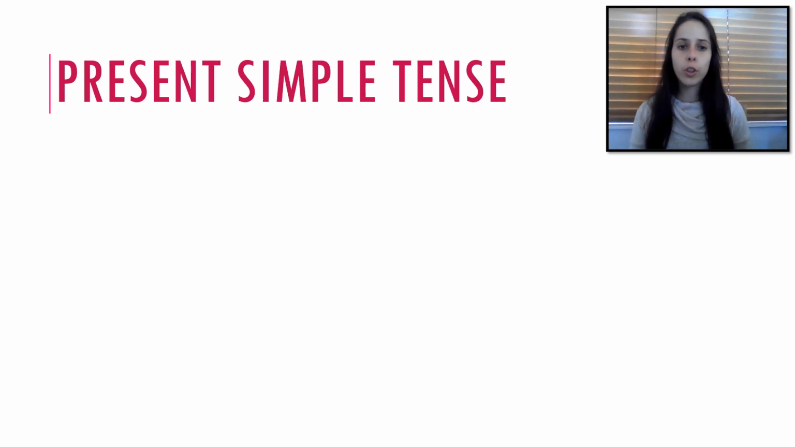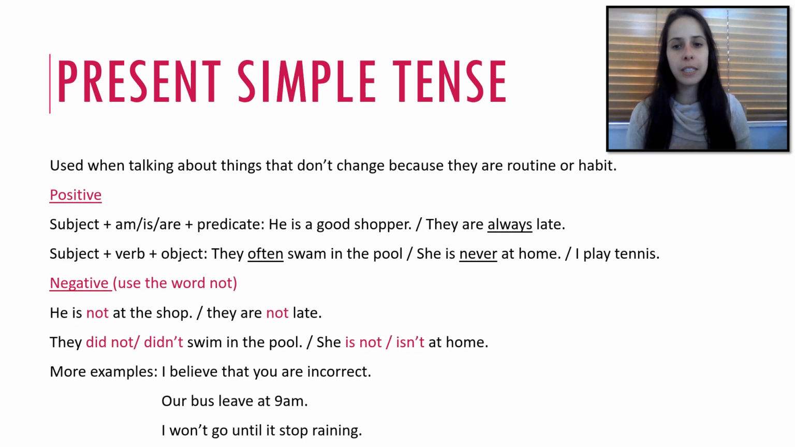Okay, we have just gone through past simple and past continuous tense. Now I want us to go through present simple and present continuous tense. Okay, so let's have a look. For present simple tense, it's used when talking about things that don't change because they are in a routine or habit. So that there are things that we're doing all the time. Even if it's not an everyday thing, it might be a once a week thing. So here are some examples.